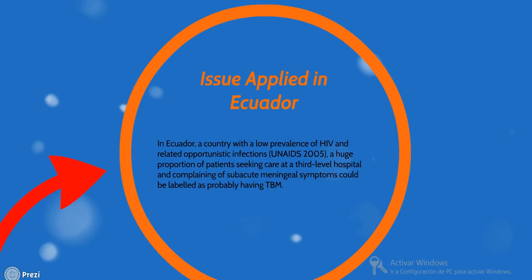In Ecuador, a country with a low prevalence of HIV and related opportunistic infections, a huge proportion of patients begin care at the tuberculous hospital, and those complaining of severe meningeal symptoms could be labeled as probably having TB.